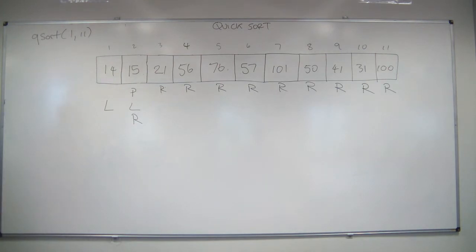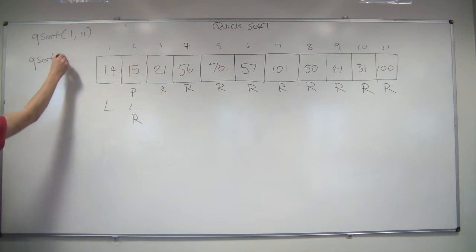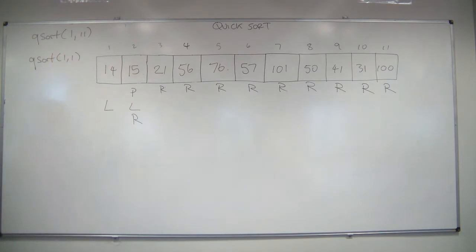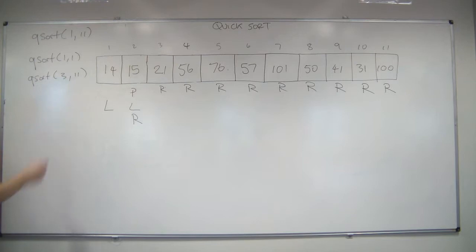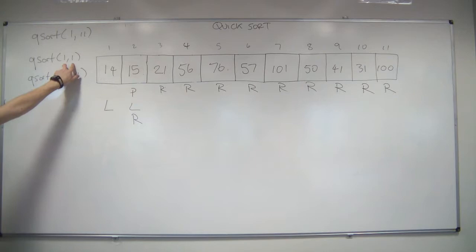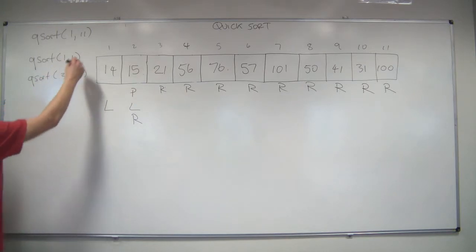At this point, we would run quicksort twice. We'd run quicksort with 1, 1 to sort that part of the list, and we'd do quicksort 3, 11. There's no point in doing this one because one of the stop conditions for the recursion is if the left and right value are the same, stop. So that one would just stop.